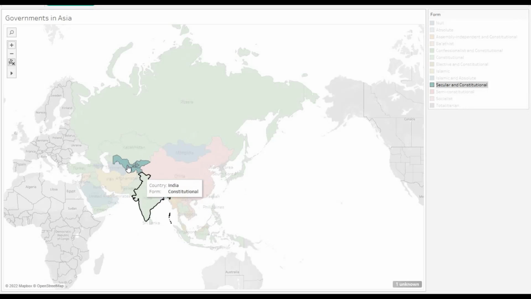Now secular and constitutional. A few countries here in Central Asia, Uzbekistan, Tajikistan, and Kyrgyzstan, have secular as well as constitutional governance. By secular, it means that the state in itself won't have any particular religion as its official state religion. In other words, at least in principle, the state will treat people of all religions as well as no religion equally. That is, there won't be any form of distinction or different laws applicable to people of different religions. So these countries have a secular and constitutional form of governance.